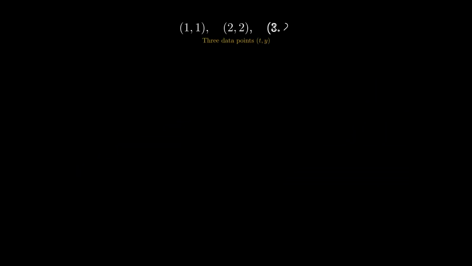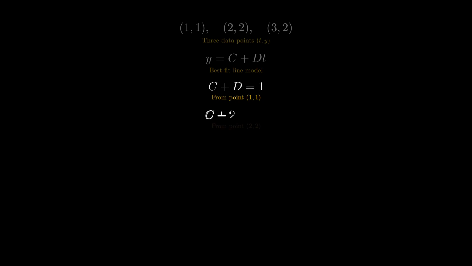Let's make this concrete with 3 data points. The point 1, 1, the point 2, 2, and the point 3, 2. We want the best fit line y equals c plus d times t. Plugging each data point into this model gives us 3 equations. From the first point, c plus d equals 1. From the second point, c plus 2d equals 2. From the third point, c plus 3d equals 2.